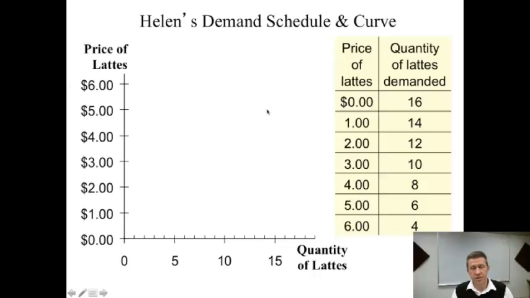Price goes on the y-axis. That is always going to hold. We're always going to have quantity on the x-axis, price on the y-axis. Now, here it's given for you.